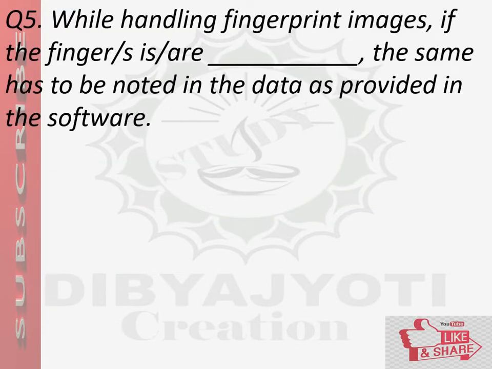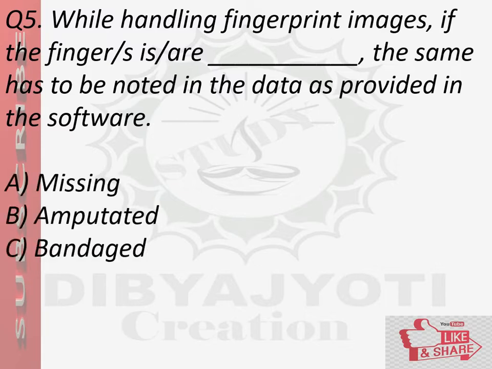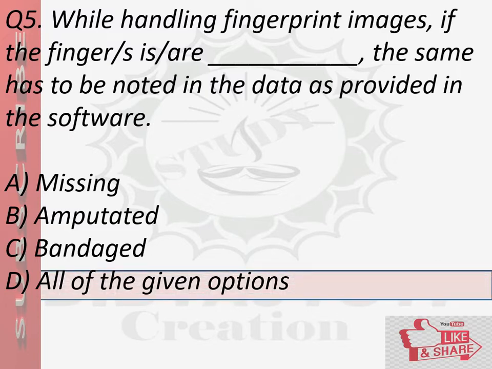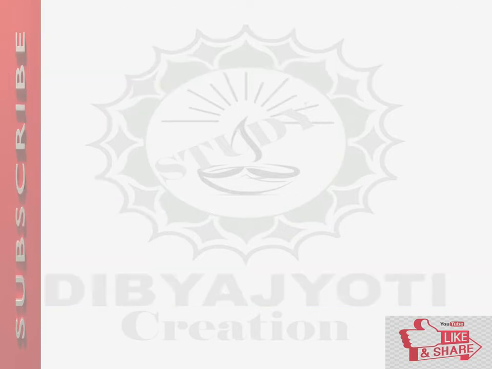While handling fingerprint image, if the fingers are dash, the same has to be noted in the data as provided in the software. Option A, missing, option B, amputated, option C, bandage, option D, all of the given options, and the answer is option D, all of the given options.